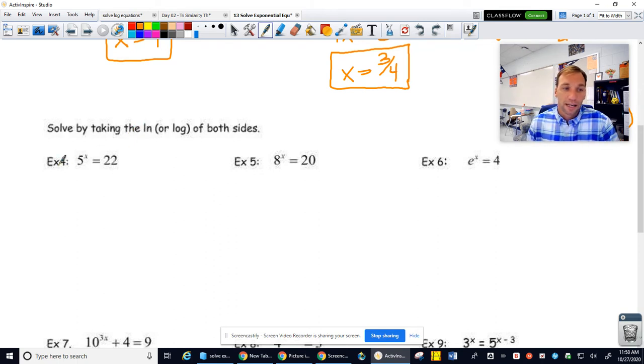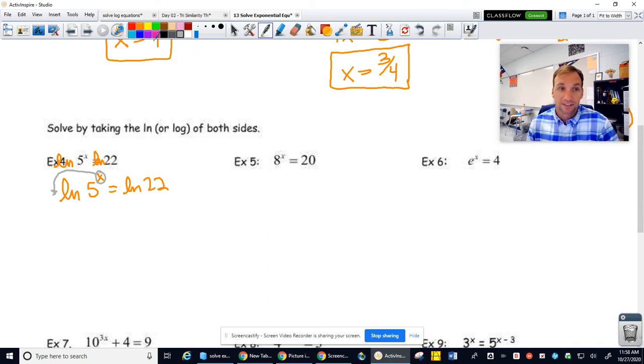One way is just to take the natural log of both sides. That gives us the natural log of 5 to the x equals the natural log of 22. Now we're able to apply the power property of logarithms, which says your exponent can come to the front. We can't solve something like this by taking the xth root, right?